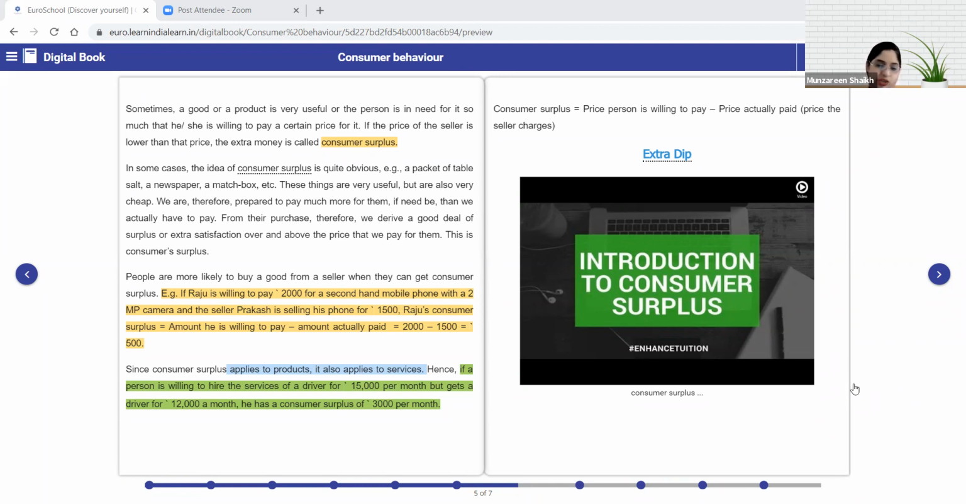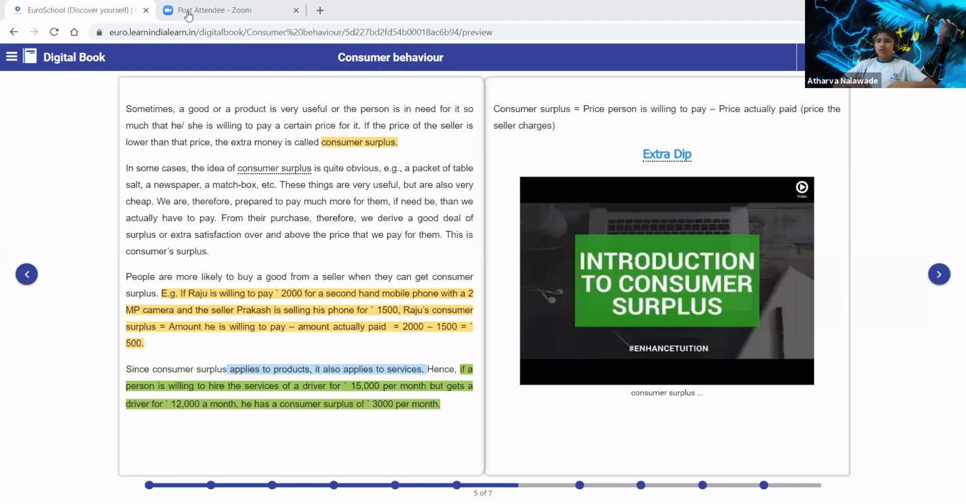Now let's see what happens further. While each of the people values the Rangoli packets differently, they each pay the same price, that is 5 rupees. Everybody is willing to pay a different amount, but everybody ends up paying one price. What is that one price? 5 rupees. Consumer surplus is the difference between what the consumer is willing to pay and what they actually pay. Therefore, consumer surplus is price willing to pay minus price paid.